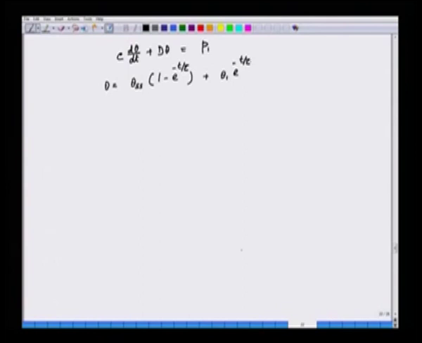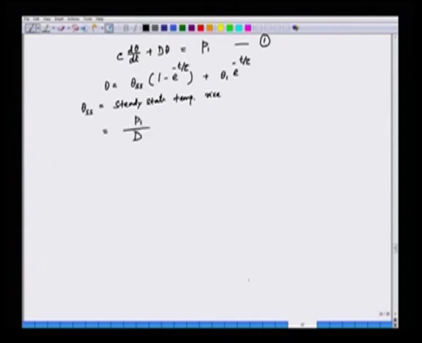So, when we solve this equation, we will get an exponential equation. Theta is equal to theta SS, where theta SS is the steady state temperature rise. So, what is theta SS? Theta SS can be obtained from this equation. If we say this is equation number 1, let us say, then theta SS is equal to P1 by capital D.